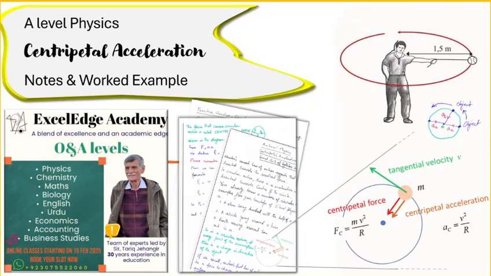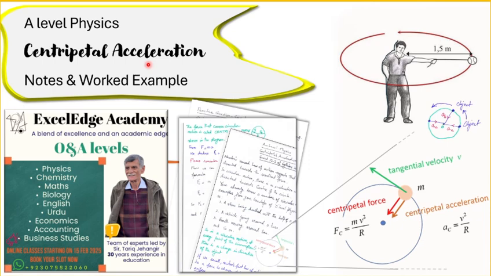Hello, students. Today we are going to talk about centripetal acceleration. You have already read Newton's second law of motion in your O levels and in AS level as well. The most popular saying of Newton's second law of motion is that if an object has to accelerate, then there should be a resultant force in the direction in which the object has to accelerate.